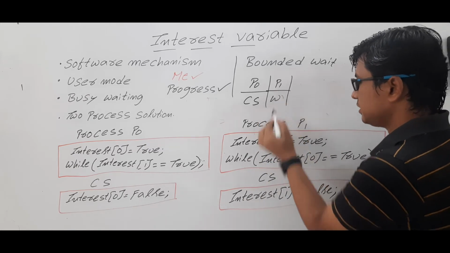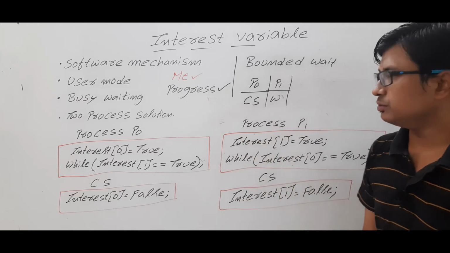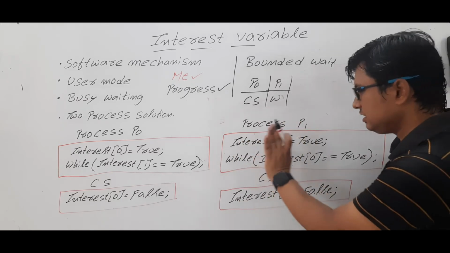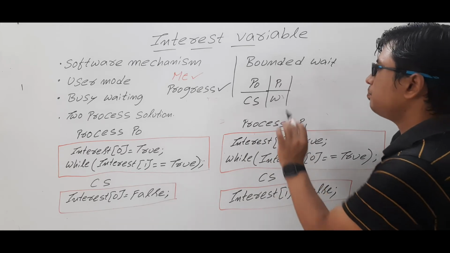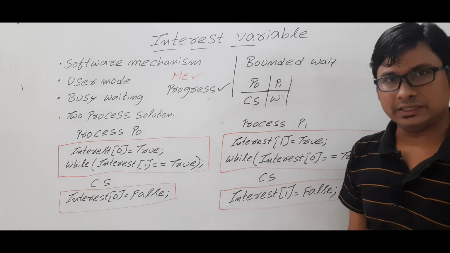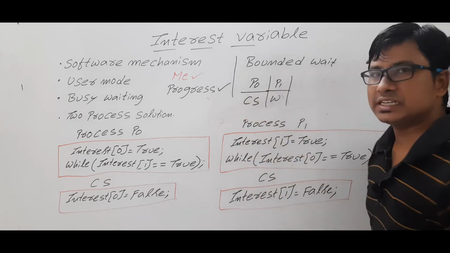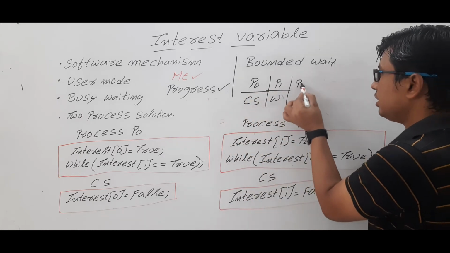Are you able to understand? It keeps on executing this while loop. Am I right or wrong? Or I can say that it is just executing the while condition. Okay. Now, process P1 is not allowed to enter into the critical section. Now, let's take that process P0.